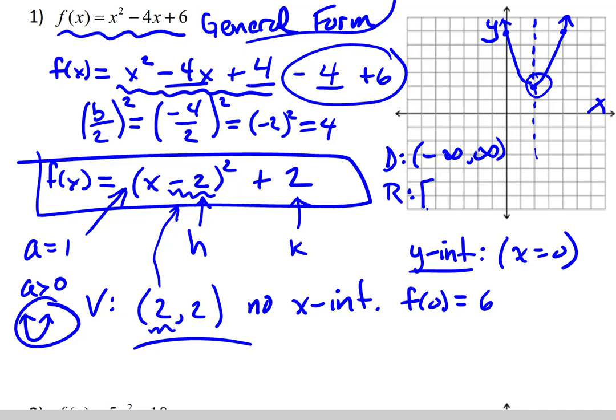The lowest point it hits is a vertical value of 2. That's the y-coordinate of the vertex. We know it actually hits the point there, so we put a square bracket around 2. And then it goes up forever, so we'll say comma infinity with a parenthesis there. And so there's our domain and range.